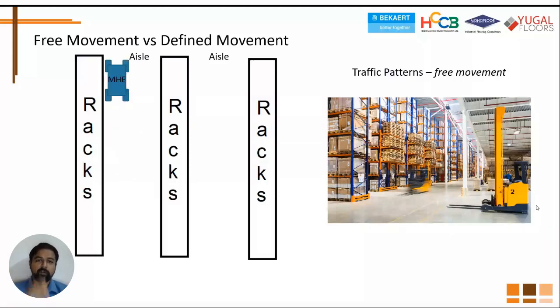So it can move across the length of the aisle, and it can move across the width of the aisle, and it can move around anywhere randomly. So this is called a free movement.